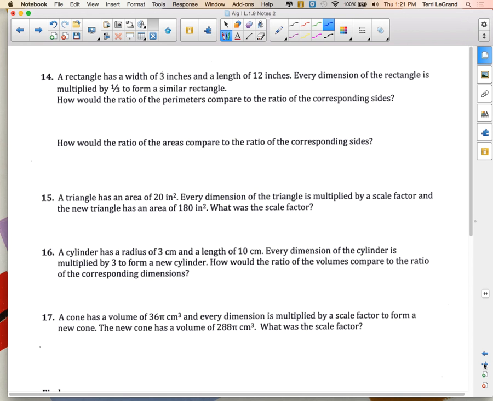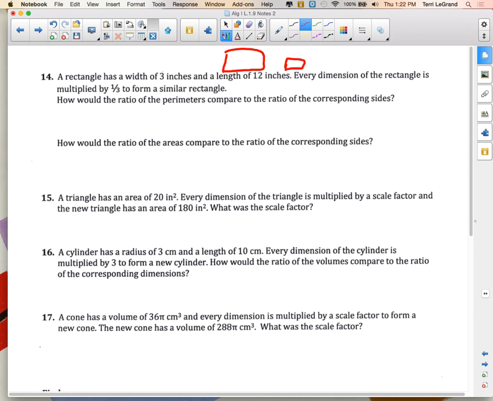Okay, let's go to the back side now where we have no visual whatsoever. Number 14, we have this rectangle. It has a width of 3 inches and a length of 12 inches. Every dimension of the rectangle is multiplied by 1/3 to form a similar rectangle. The scale factor is 1/3, so it's below 1, isn't it? And above 0. It's in that 0 to 1 range. So should our new figure be smaller or bigger? Smaller. Better be smaller. So we better be able to visualize that we're going from a bigger rectangle to a smaller rectangle, right?